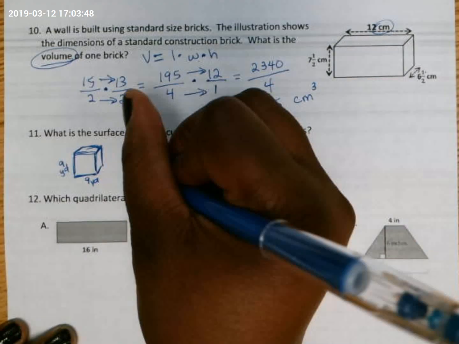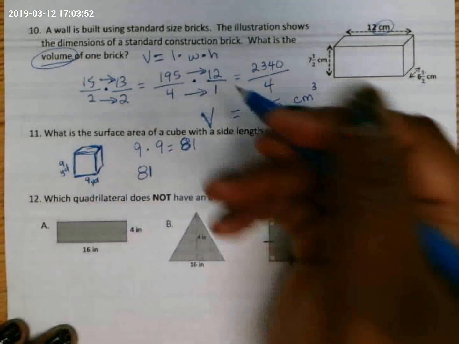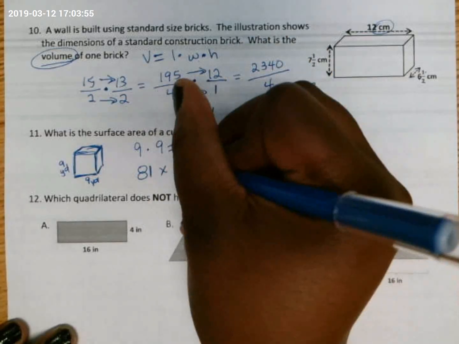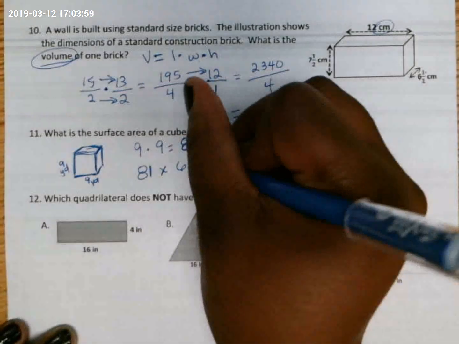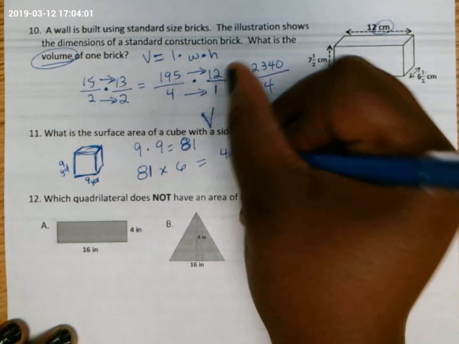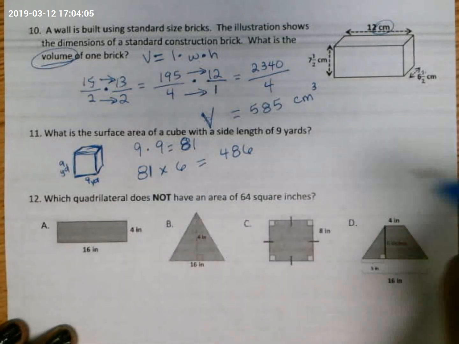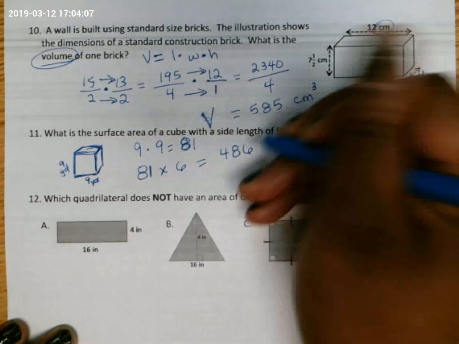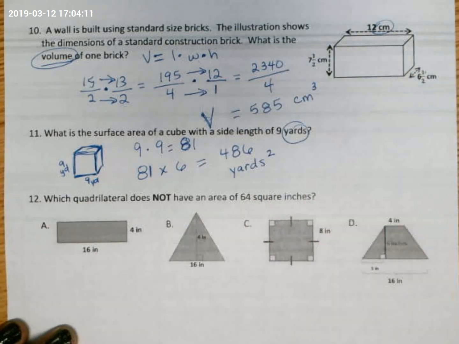So I'm going to take that 81, that's the value of 1, the area of 1 square, and I'm going to multiply that by the 6 squares that I have to make up that shape. And 81 times 6 is 486. So I have to go ahead and make sure I put my units, and that's yards, and it's area, so it's squared.